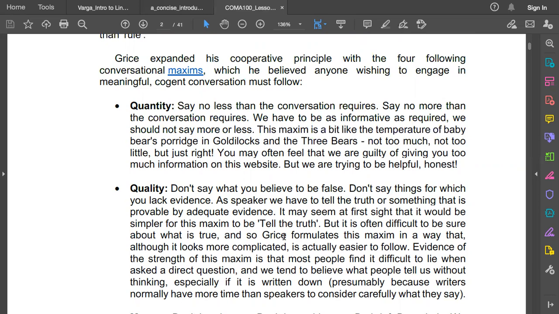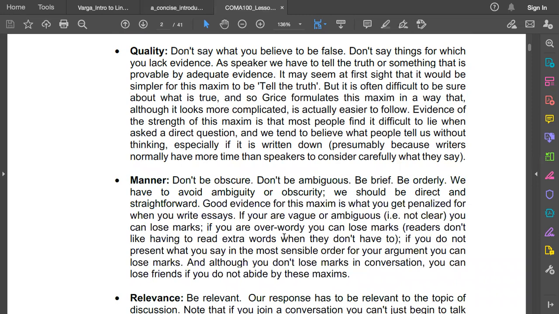Okay. Next, quality. Always bear with the truth and not false information. Otherwise, it's just like credibility in communication ethics. You will lose the quality of the conversation if it's all fabricated with lies. You're just talking trash if everything that you say is a lie.